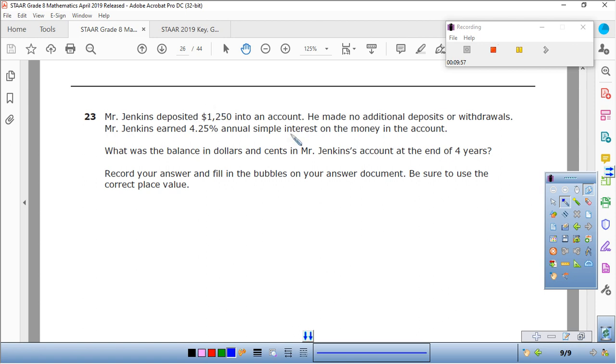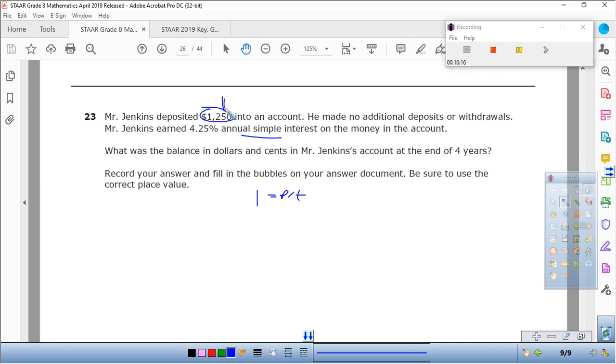Okay, so basically you want to come out here and find the things. It says simple interest, so the formula I would use is I equals PRT. Anybody know what that number is right there?